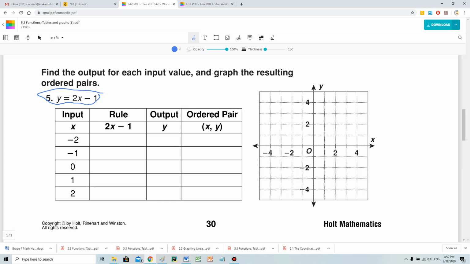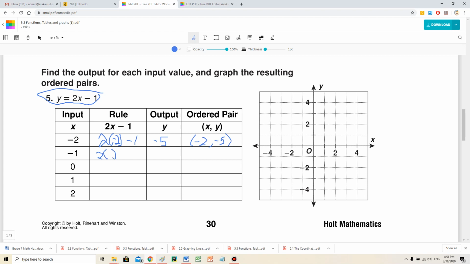All right, so let's look at y equals 2x minus 1. So 2x minus 1. I'm going to put our parentheses over here. 2 times -2, minus 1. All right, so what will be our output? Well, we have 2 times -2 minus 1. We do the multiplication first. So 2 times -2 is -4, minus 1. -4 minus 1 is going to be -5. So our ordered pair is going to be (-2, -5).